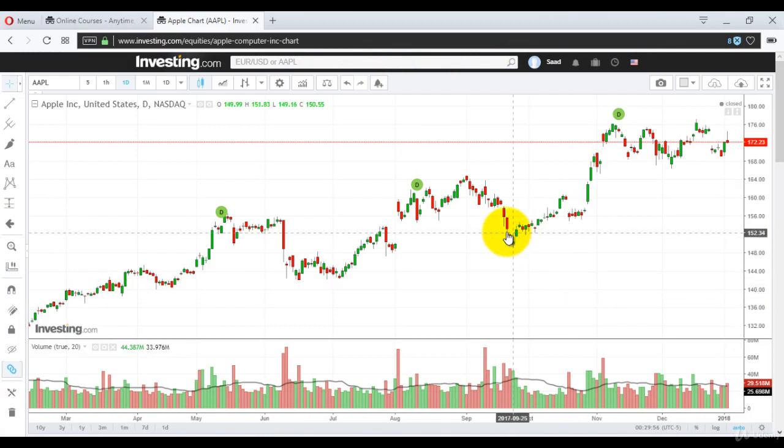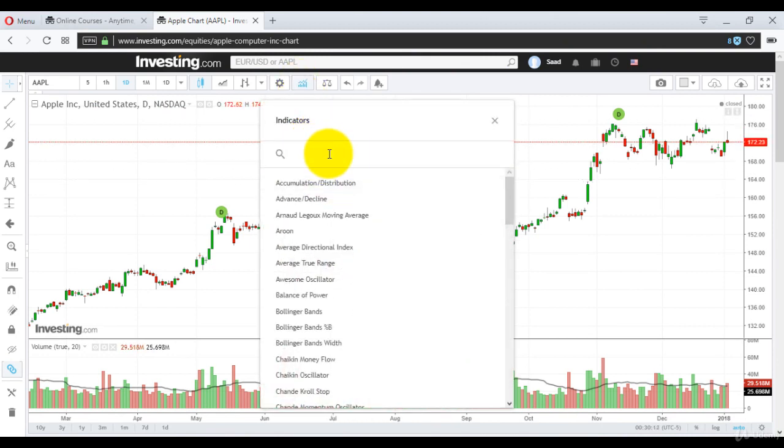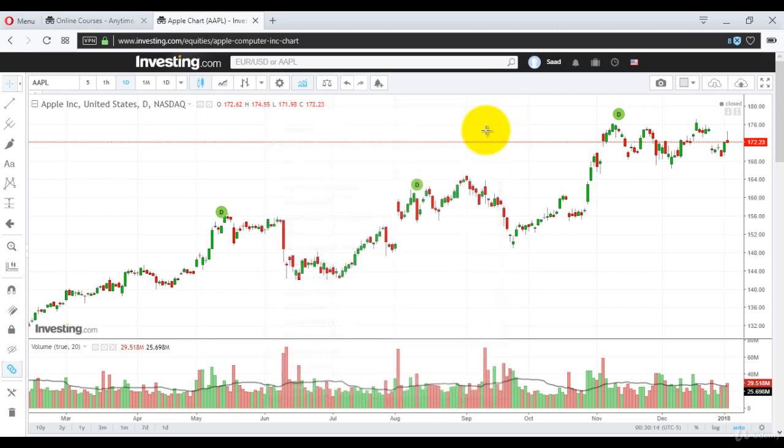Hi guys, today we will discuss trend lines and support and resistance lines. These are the most important aspect of trading because you have to understand what really is happening, and that will make or break the game.